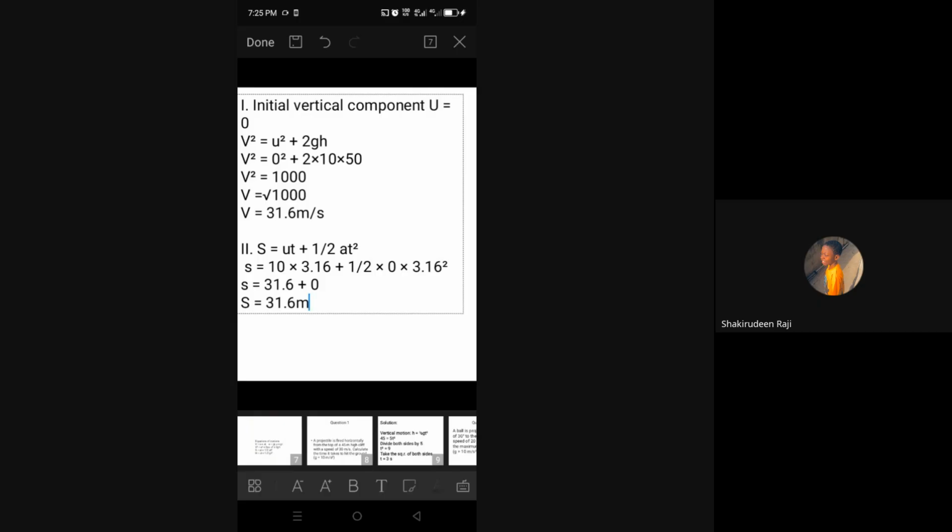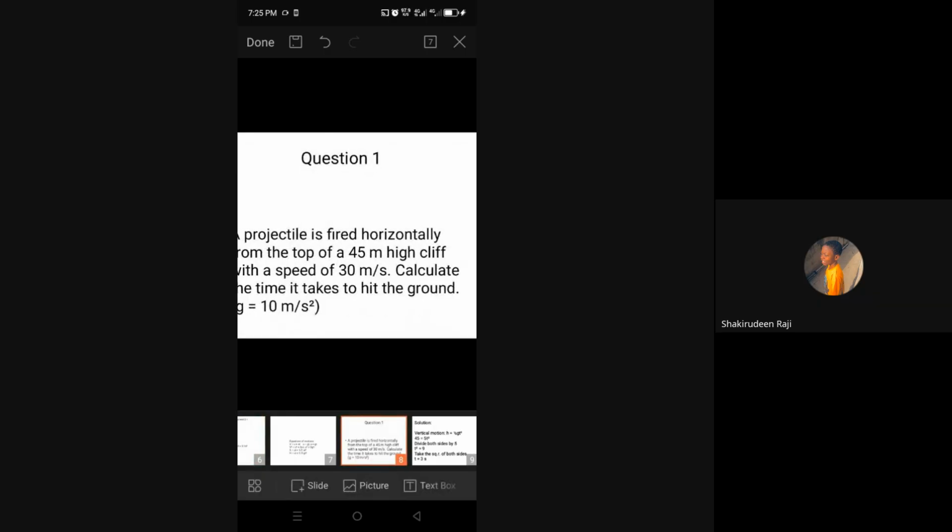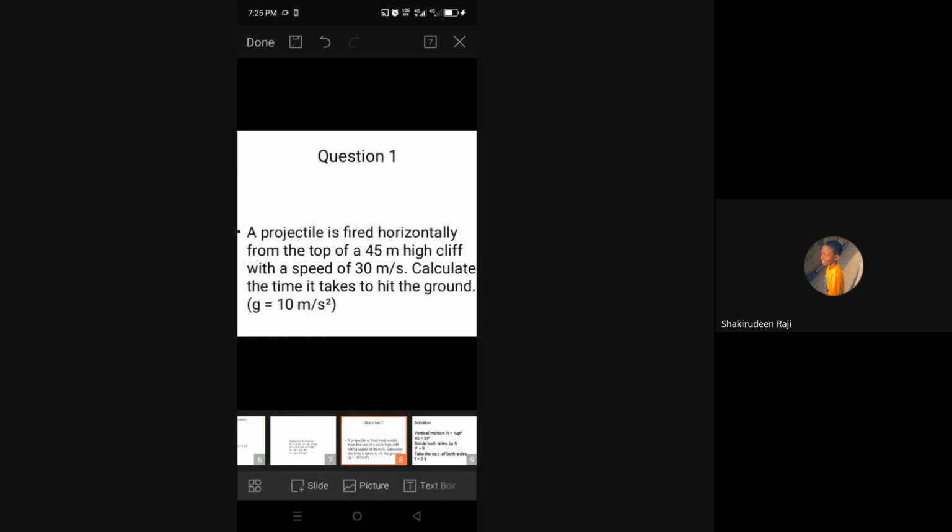So let's now come to our main projectile work. A projectile is fired horizontally from the top of a 40 meters high cliff with a speed of 30 meters per second. If you look at this question now, you know it's similar to the one we just solved. Am I right?